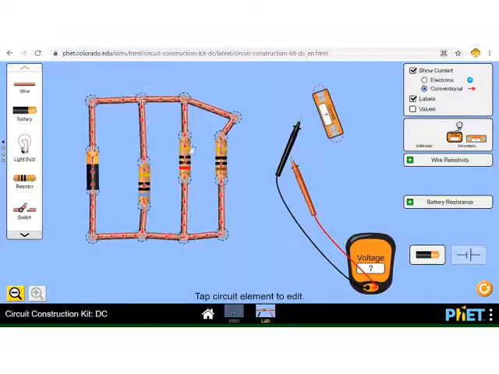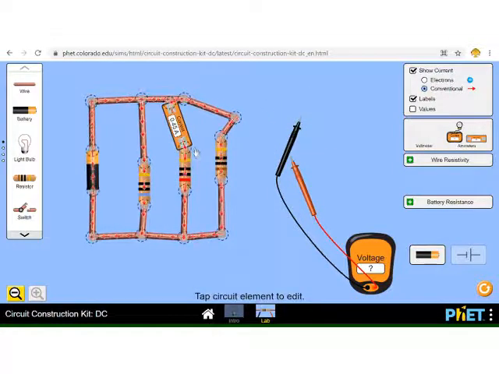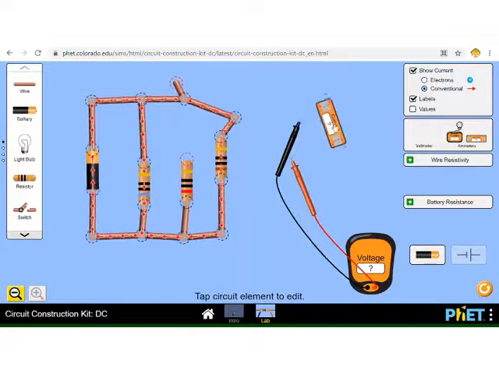To reconnect my circuit, if I don't completely reconnect it, then I won't get the same answers. And I'll put it in with my R2, 0.45 amps, which is what we got when we did the calculation. So it's good that the simulation is backing up what we anticipated.